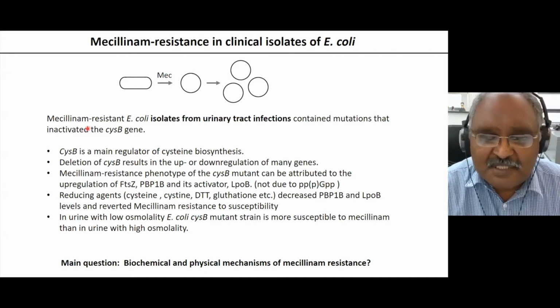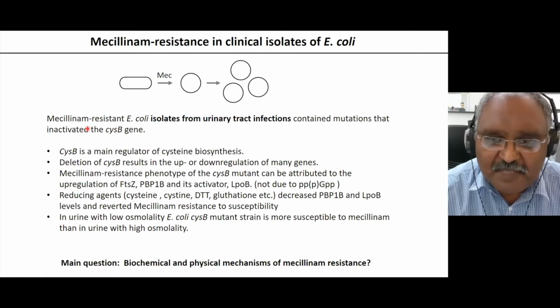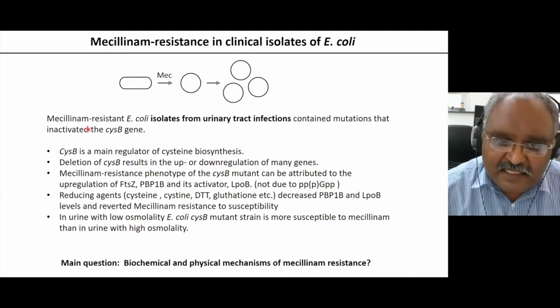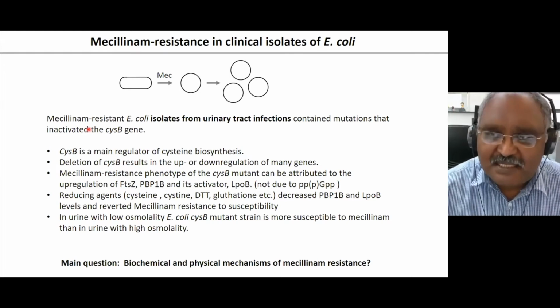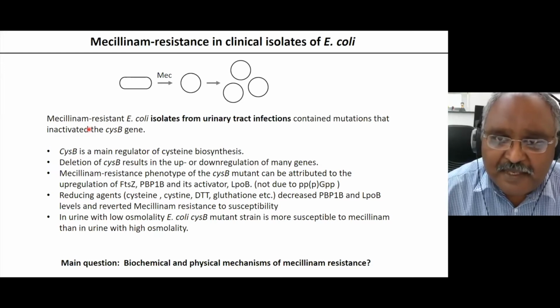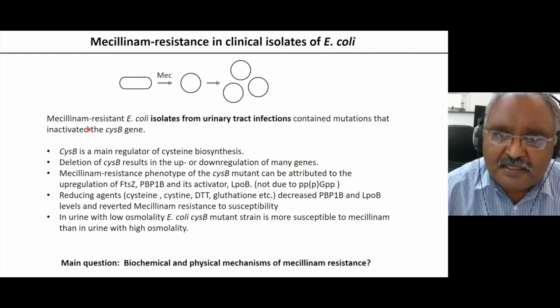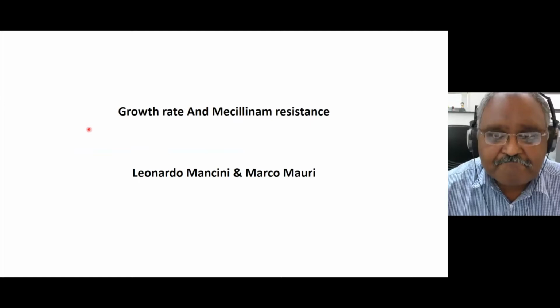But they found about a 30% increase in the FtsZ levels, and a 60% increase in the PBP1B and its activity, LpoB. But other than this, they couldn't find a reason why this strain is resistant to mesalamine. And that is why we use this strain and mesalamine to study the biophysical and the biochemical mechanisms of mesalamine resistance. That's the talk for now. And from now, I'm going to hand over to Marco to talk on some preliminary work on the reasons for this resistance.